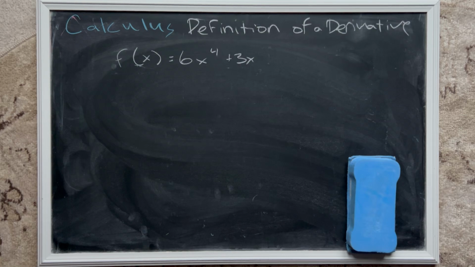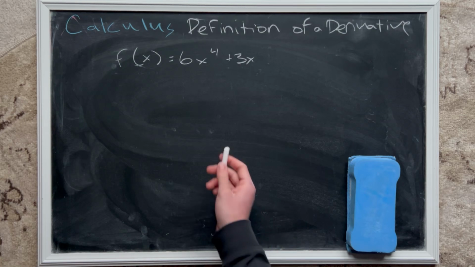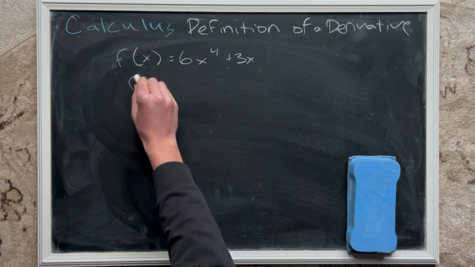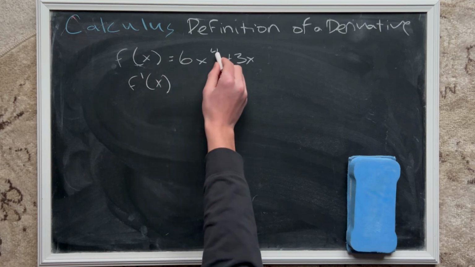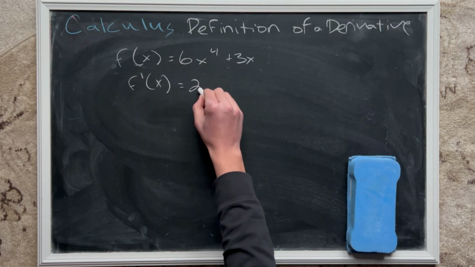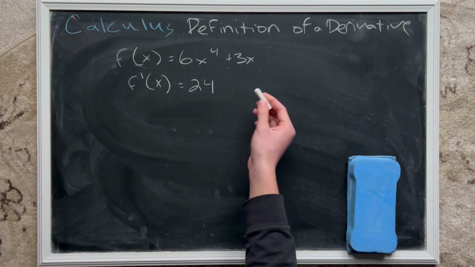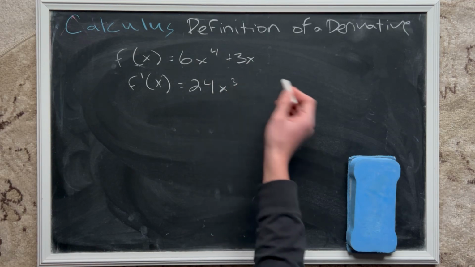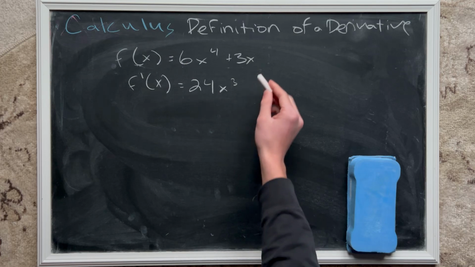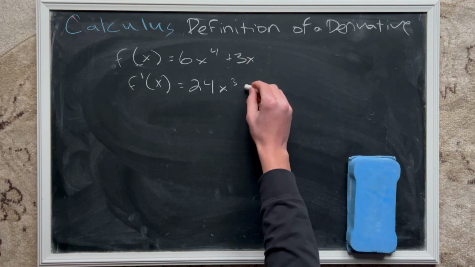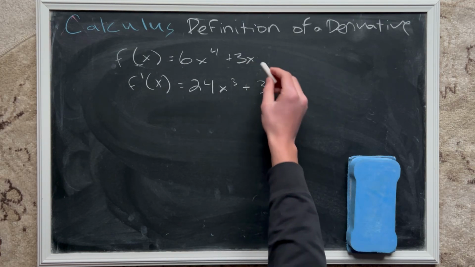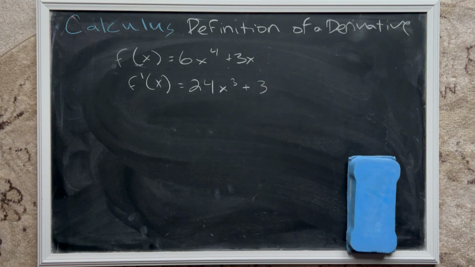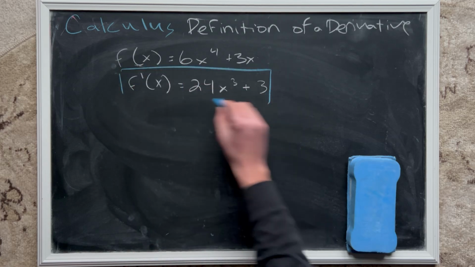Okay, so remembering our power rule, we can bring down the 4, get f prime of x. Bring down the 4, multiply by the 6, so it equals 24. Then subtract 1 from the exponent, x to the 3rd. Same thing over here. We can bring down the 1, it doesn't change anything. And we subtract 1 from the exponent, giving us an x to the 0. So just 24x to the 3rd power plus 3. That is the answer.